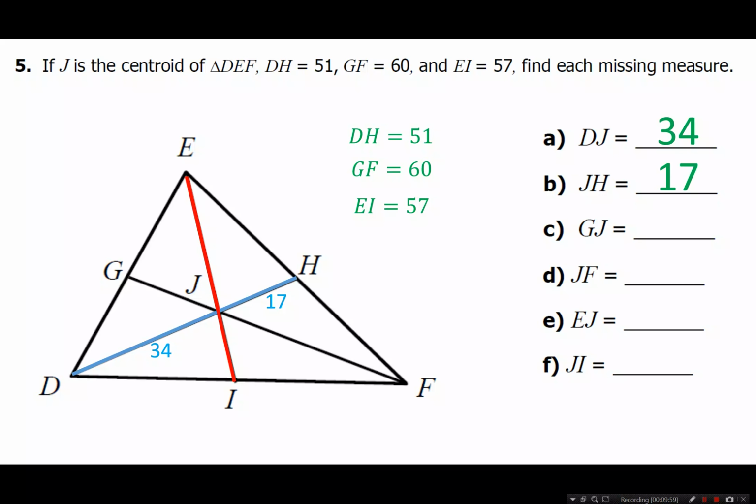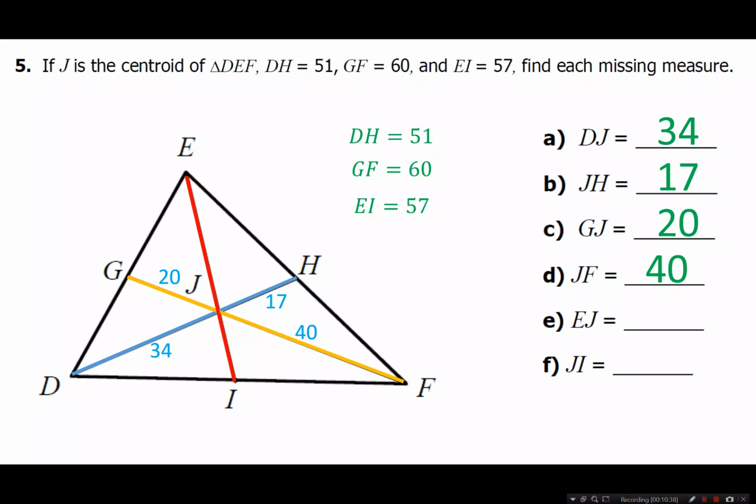17. The next one wants GJ, which is on the segment GF. GJ is the short part of the median. The entire line is 60, so we're going to do 60 divided by 3 to give us our short part, which is 20. So GJ is 20. Next is JF. We take that short part, multiply by 2, which is 40. So JF is 40.